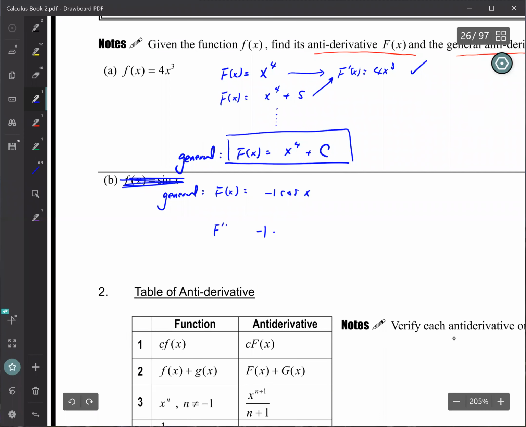And then you would just prime cosine. What's the prime of cosine? Negative sine x. So you see it cancels out, right? You end up with sine x. Okay? And then for the general, you need to add a c to it. So remember to add c to your function. This part is just for checking, to see if it works.